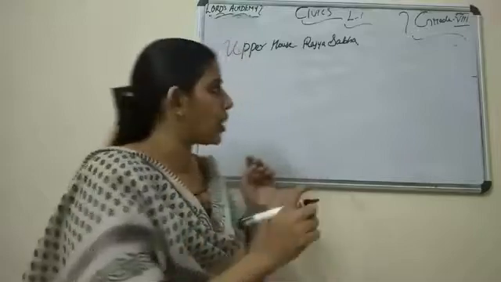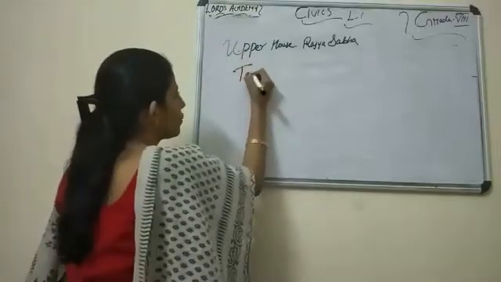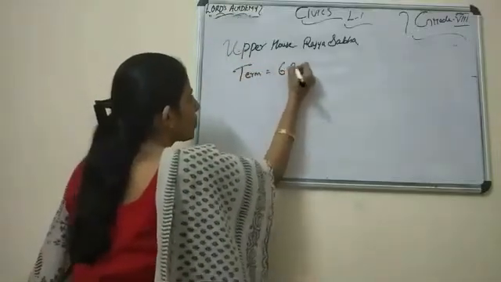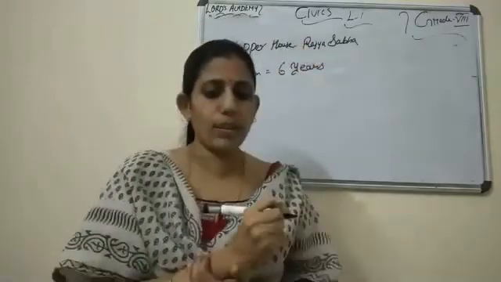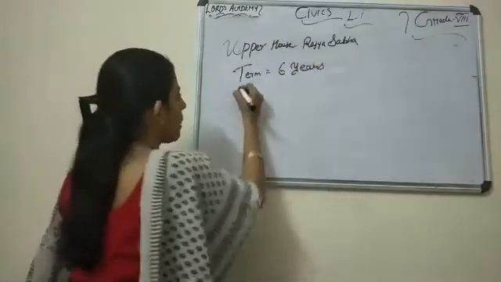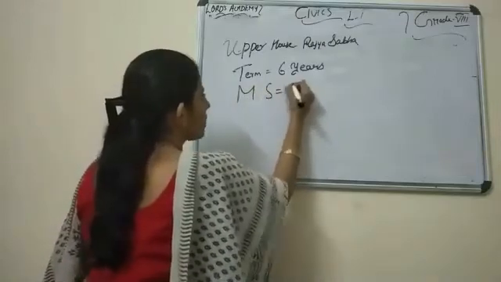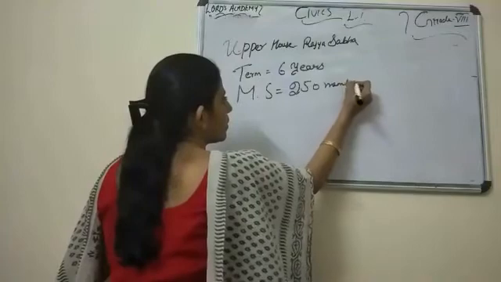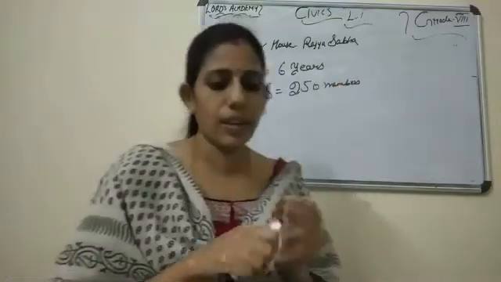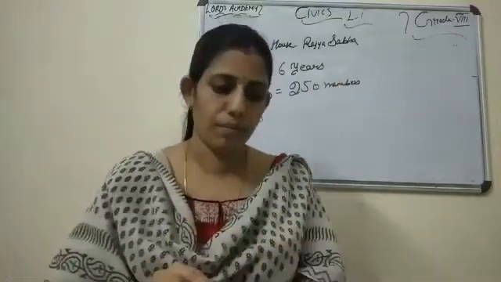Then the term of Rajya Sabha, a very important objective type question: the term of Rajya Sabha is 6 years. And one more question, the maximum strength of Rajya Sabha is 250 members.